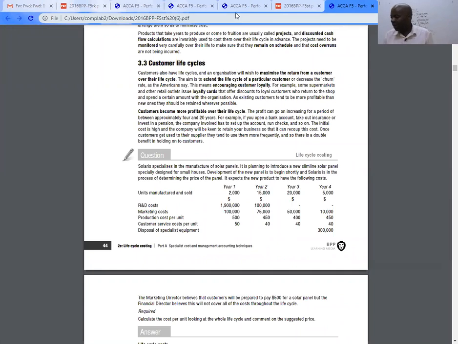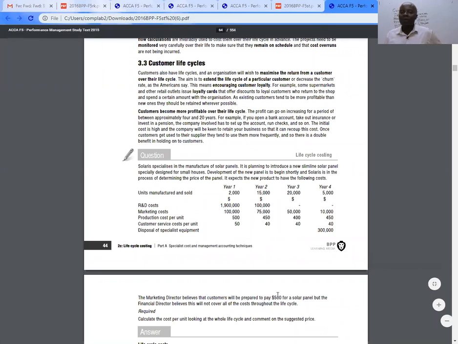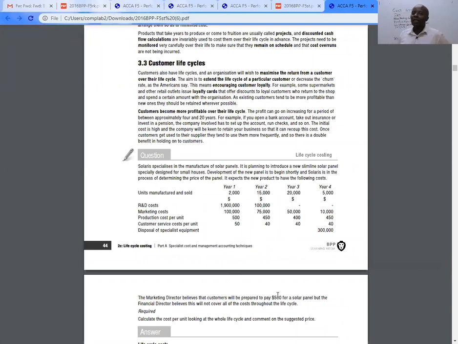Remember, you are required to make a comment. The marketing director was very wrong because the marketing director is proposing that we accept a selling price of 500. This selling price of 500 will not be able to meet the cost per unit. We will make losses. So the person who is correct here is the finance director, who believes that that 500 can't cover all the costs throughout the life cycle.